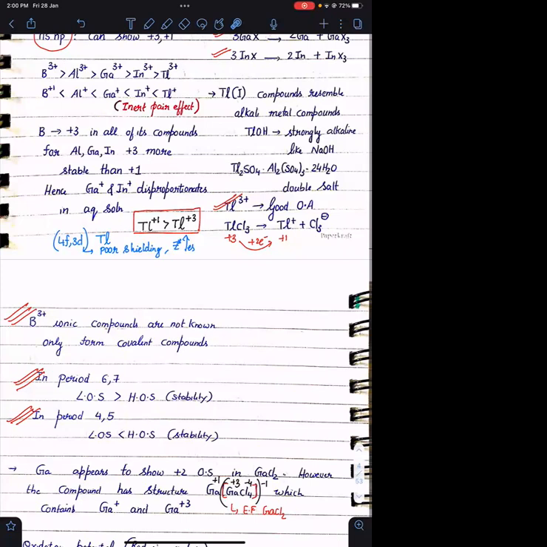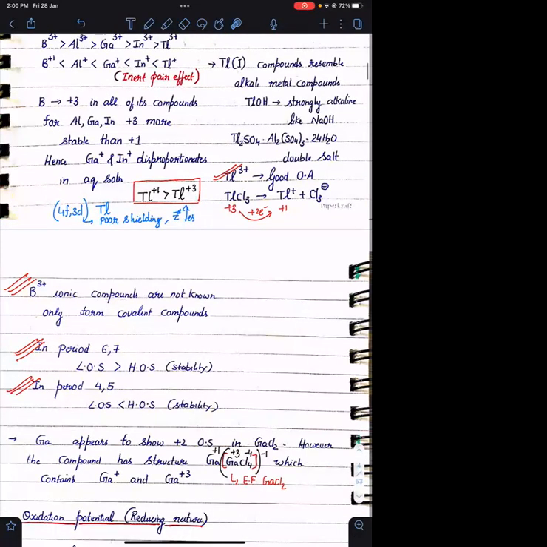As Tl+1 is more stable, Tl+3 is spontaneously converting into +1. Hence, it is acting like a good oxidizing agent. What is meant by oxidizing agent? खुद reduce होगा. खुद reduce क्यों हो रहा है? Because इसका +1 ज़्यादा stable है +3 से. So it is accepting electrons. Is that clear, everyone?